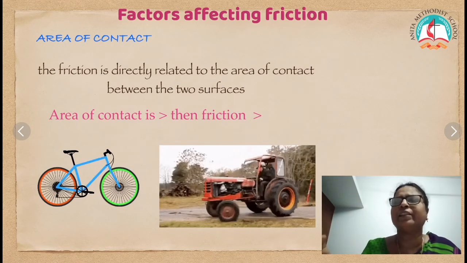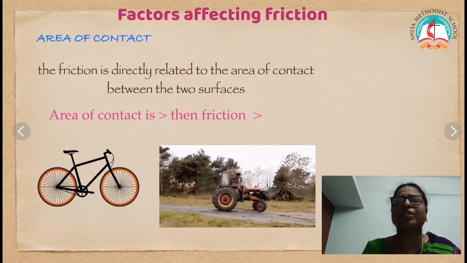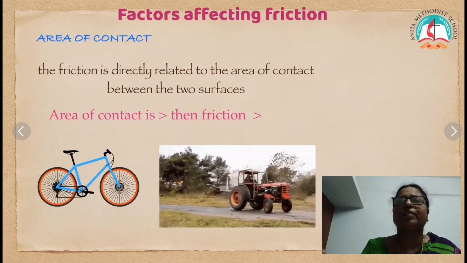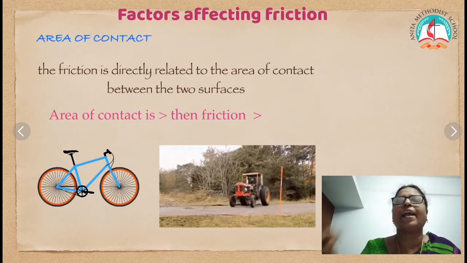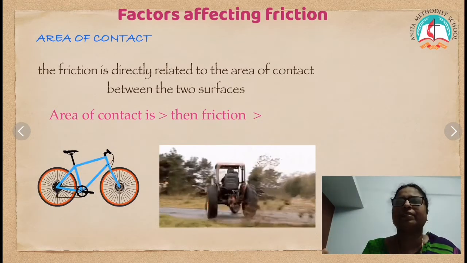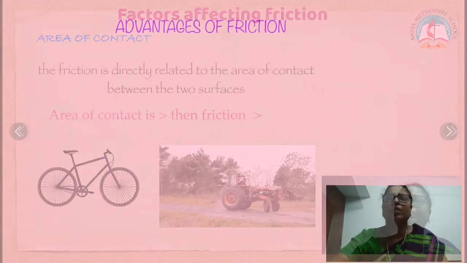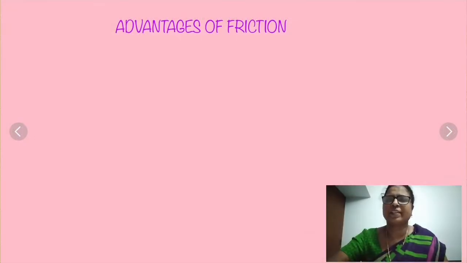So what are the three factors affecting the friction? Nature of the surface, weight of the body and area of the contact. Clear, children? Good. Next we are going to see the advantages of friction.